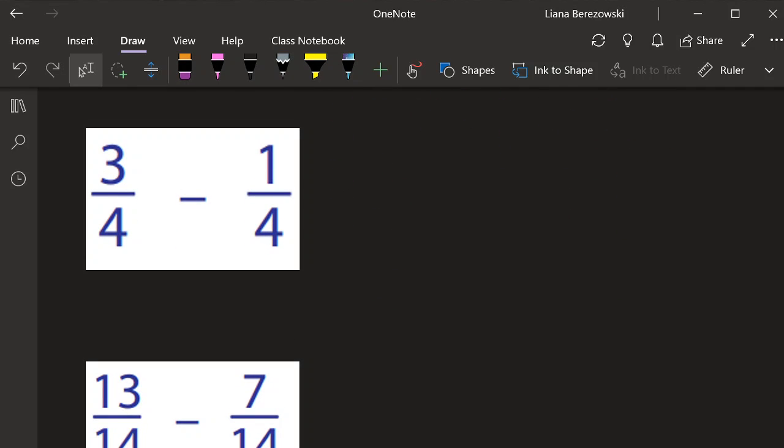Okay, so 3/4 minus 1/4. So our denominator for both of these fractions is 4, so that's going to stay the same, right? Don't do anything with the denominator when you're adding or subtracting. And then all we're going to do is subtract our numerators. So we have 3 minus 1. Okay, 3 minus 1 is just 2. Okay, so we end up with 2/4.